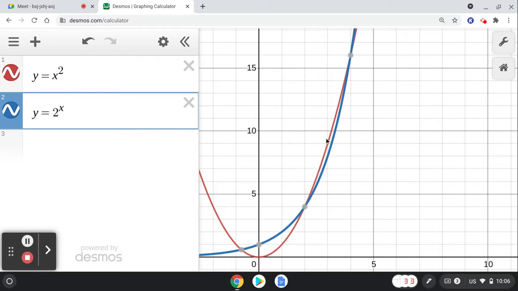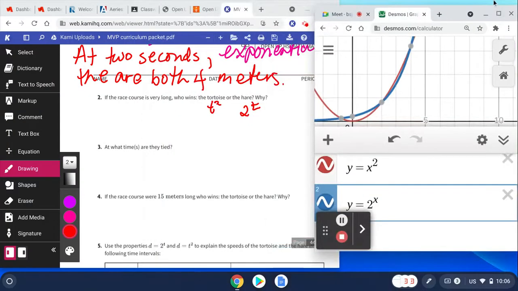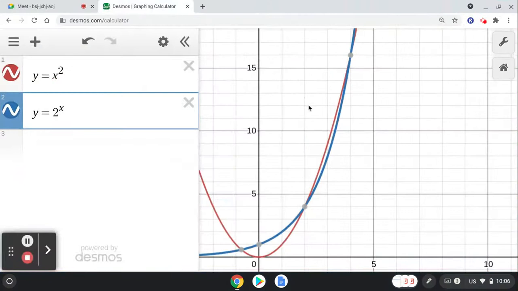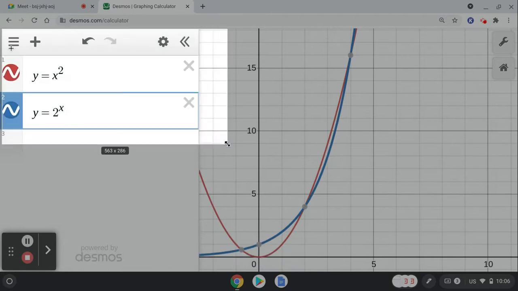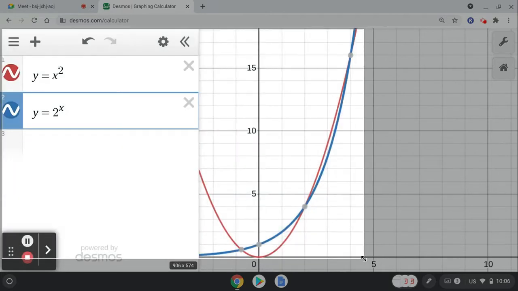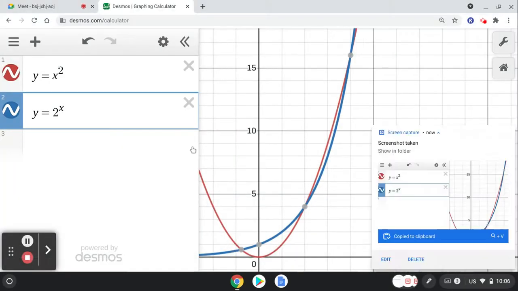The hare is winning, the hare is winning, and then boom, something happens right there again. The tortoise takes over. Those of you that said the tortoise, you were right. Let me go ahead and screenshot this, so you guys have access to it. If you said tortoise, you are the winner.